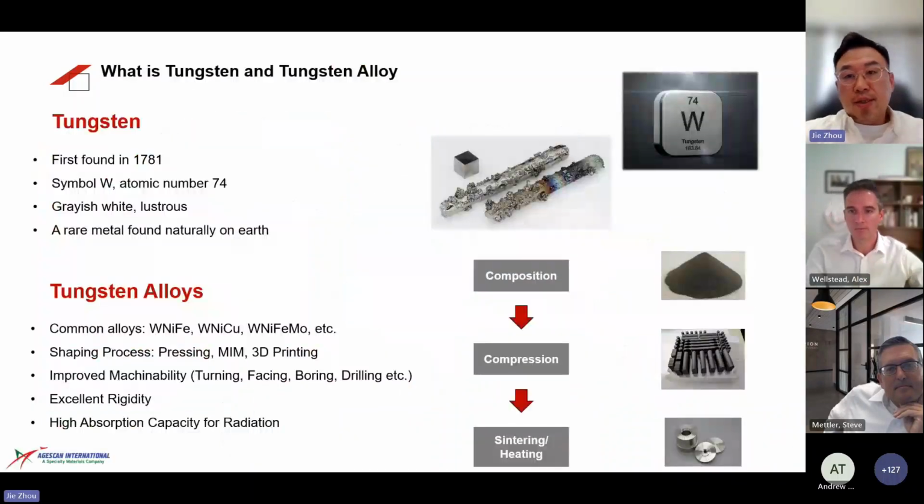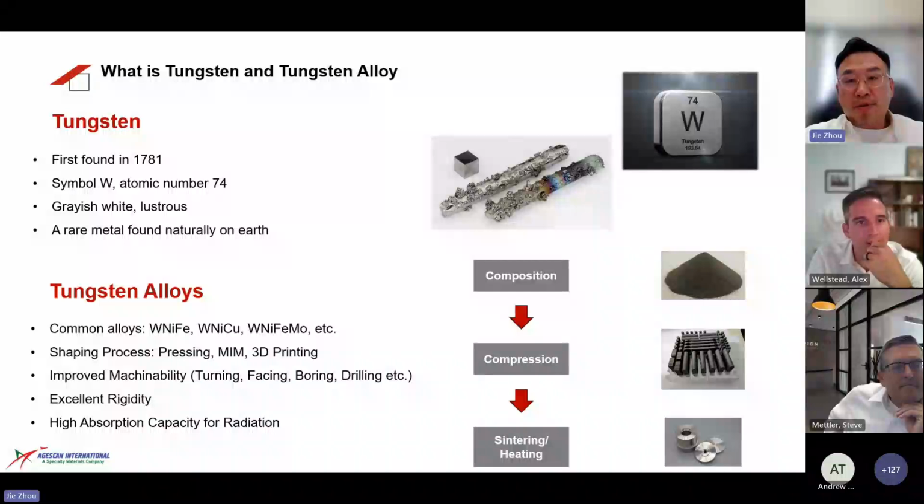First, tungsten is a metal originally found in 1781, and the name is derived from a Swedish term meaning heavy stone. It has been assigned the chemical symbol W after its German name Wolfram, and the atomic number is 74. It has a grayish white and lustrous look. It is a rare metal on Earth, and China currently has the most global reserves and produces 85% of global tungsten output.